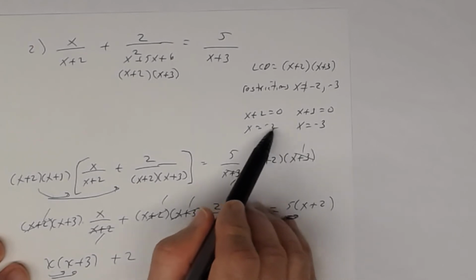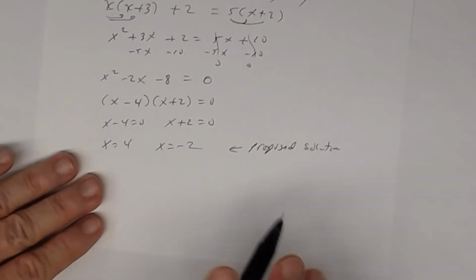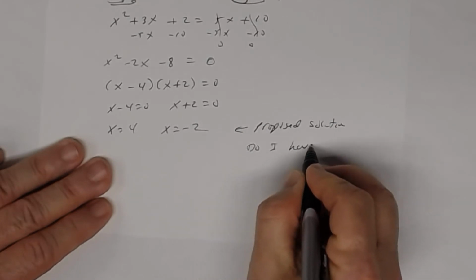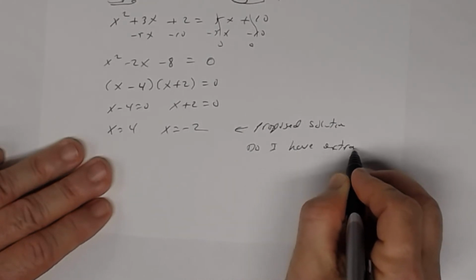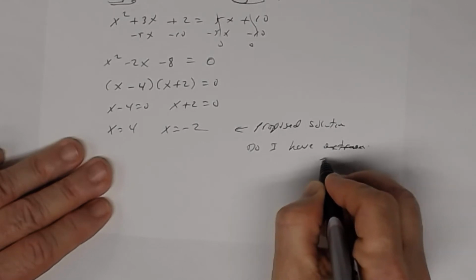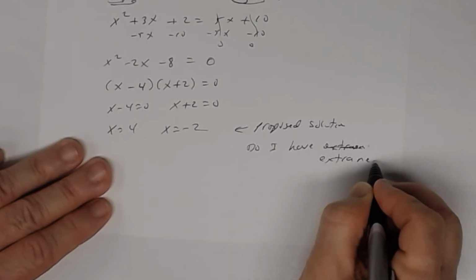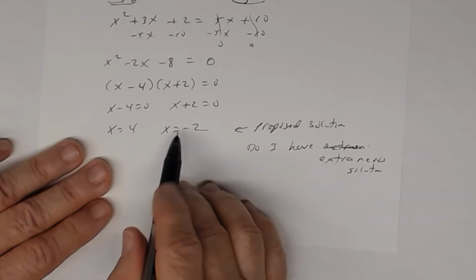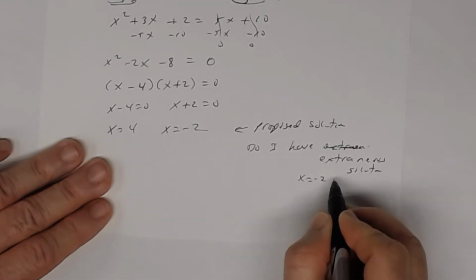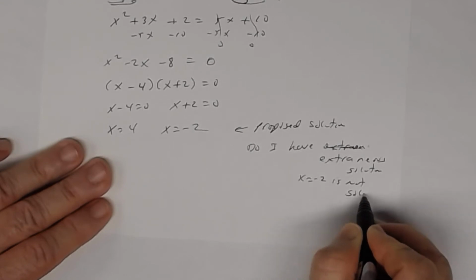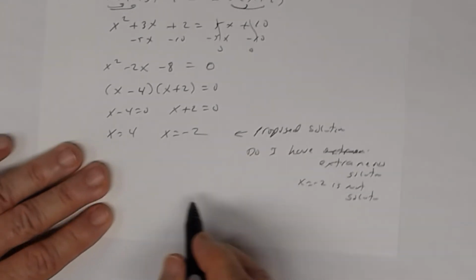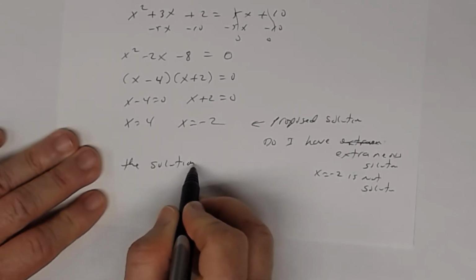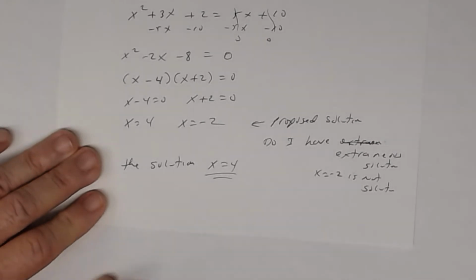So here you have 2 restrictions. So the question is, are any of these extraneous? Do I have extraneous solutions? And I do, negative 2. So x equals negative 2 is not a solution, right? It is extraneous. So the only solution, you're going to say the solution is x equals 4. That's the only solution.